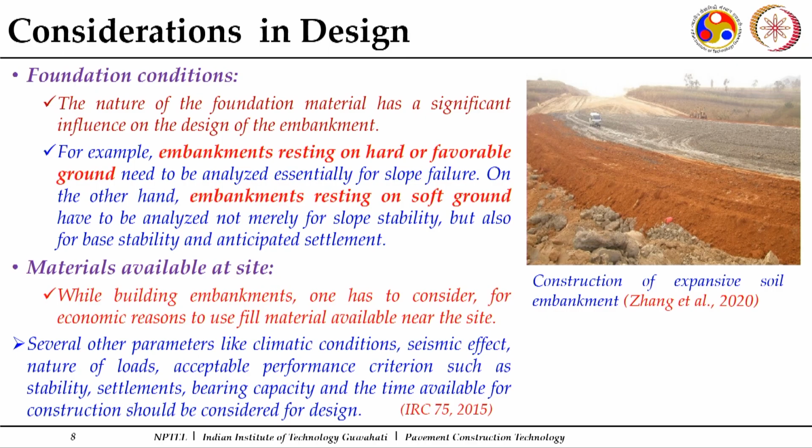Now, as I said, it is a significantly important factor what foundation you give for your subgrade, and what foundation is available for the embankment construction. So the nature of the foundation material has a significant influence on the design of the embankment, because if the existing natural soil is very poor, then what type of material is to be used for the embankment to be constructed, and what measures are to be used, this is important.